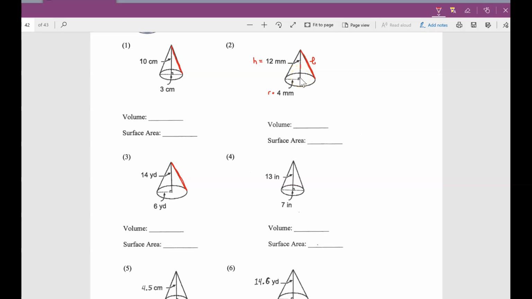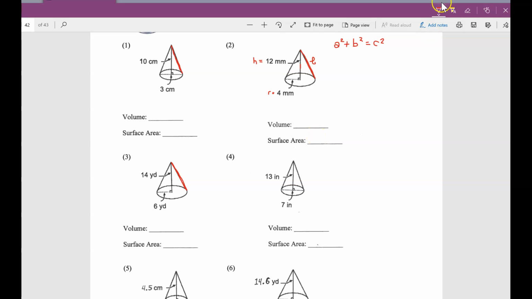So, you'll notice that on none of these problems have I given you the slant height. So in order to find the slant height, we're going to have to do an extra calculation. So we need to go back and remember the Pythagorean theorem. A squared plus B squared equals C squared.